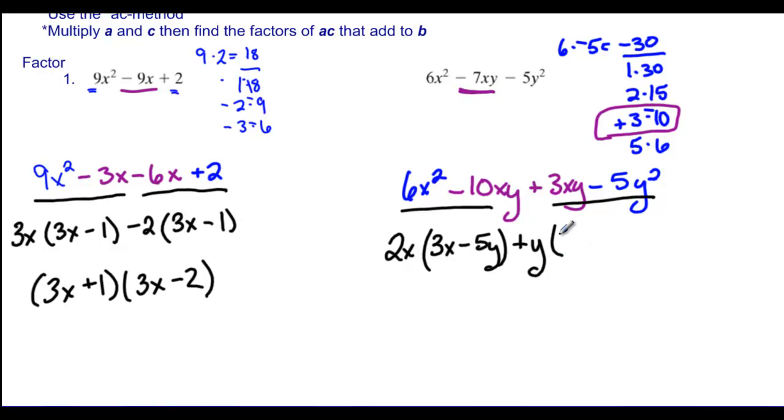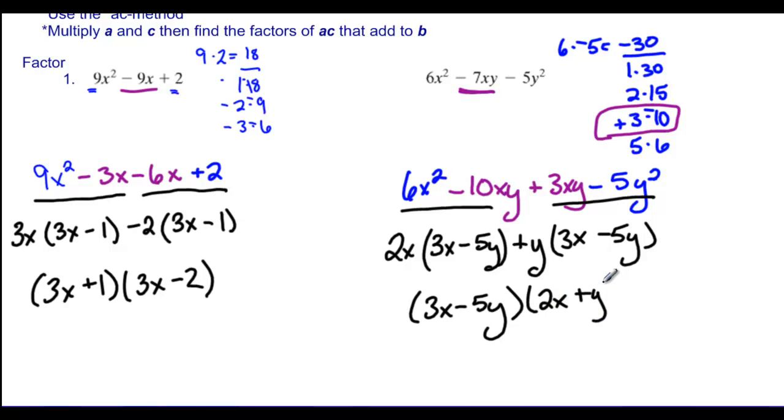And y times 3x gives us this 3xy. And y times a negative 5y gives us this negative 5y squared. And if we look, we see that our parentheses match, which again is a really good sign. So we pull out the parentheses, so 3x minus 5y times 2x plus y. And again, we pull out the parentheses and we're writing what's left. So that 2x and that plus y.